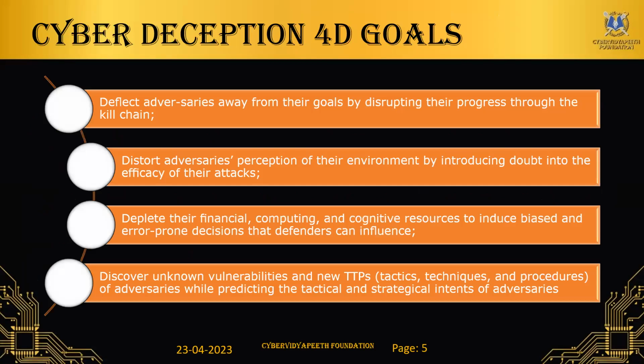Then we talked about four key goals for deception. First was deflecting the adversary away from their goals. Second was distorting the adversary's perception and creating a cognitive or perceptual bias, so that whatever we are doing as part of the deception strategy, it is understood that they are in the same environment, they are in a safe environment, and they are trying to achieve their goals. They are progressing well on their goals.